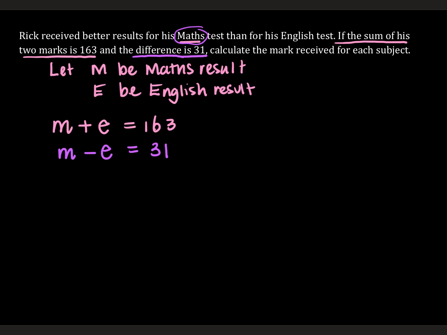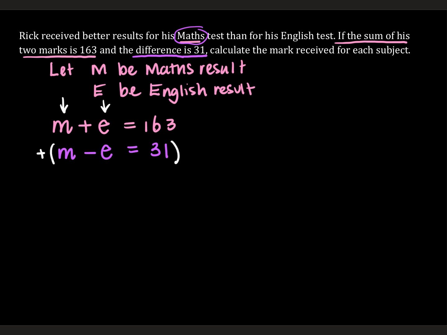Calculate the mark he received for each subject. Now, what am I going to do here? Once again, I've got my variables lined up nicely, so I'm either going to add or subtract them. What would happen if I subtracted them? Well, m minus m, I would eliminate my m's. But you know what? I think that I actually might add them again.